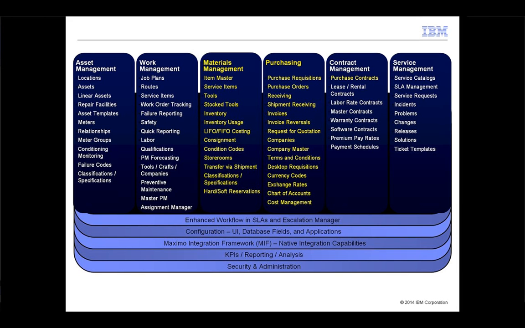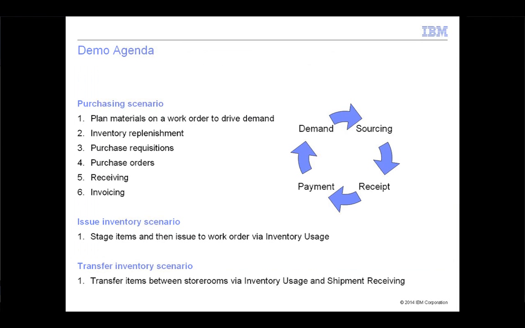So what I am going to do today is three different scenarios. The first will really hit across a lot of those different pillars. I'm going to do a purchasing scenario. So we'll generate demand by planning some materials on the work order.